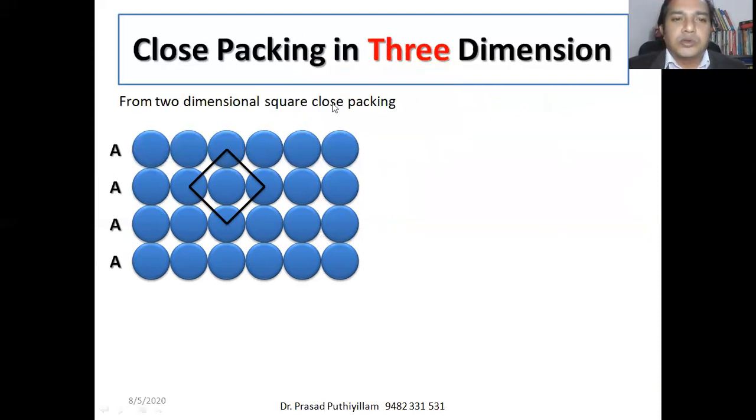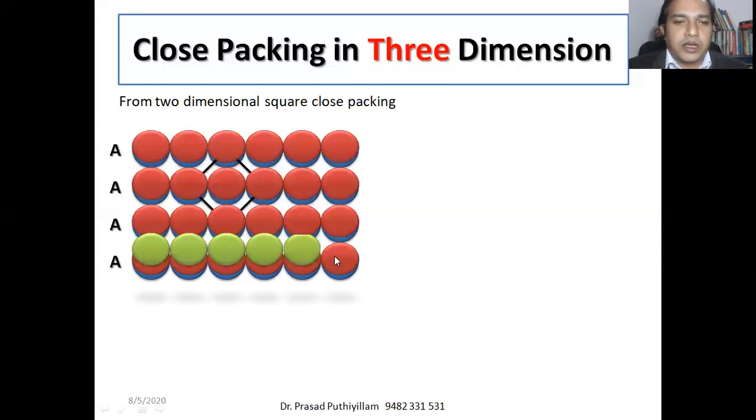From two-dimensional square packing, let us see how we can make a three-dimensional crystal like this. AAA type arrangement, and the second set of molecules are arranged above the other. This is exactly above. Just to get clarity, it is moved a little bit upward. So a second layer of atoms is arranged exactly above the first layer. That is AA type. Over that again, it is AAA type only. So this is the third layer.